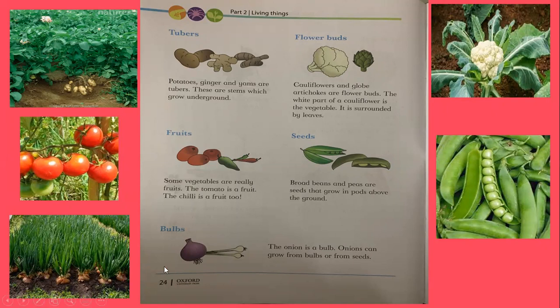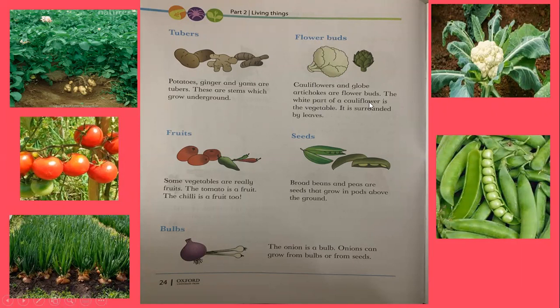And the example of vegetable is onions. Now we have flower buds. Cauliflowers and globe artichokes are flower buds. Look, this is cauliflower, a tasty vegetable. This looks like a flower, so we call it flower buds.